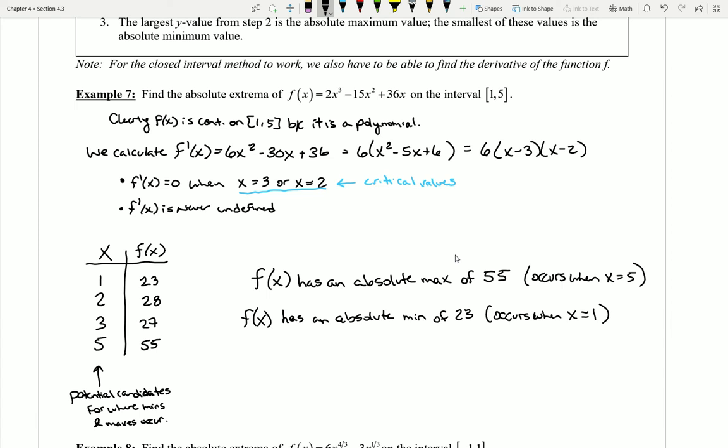Now, a great way to quickly double check to see if you did your work correctly would be to go to your calculator or go to Desmos online or something like that and actually type in this function and look at the interval from 1 to 5, and you should be able to see that 55 is the highest y value reached on this interval and that 23 is the smallest y value reached on that entire interval.